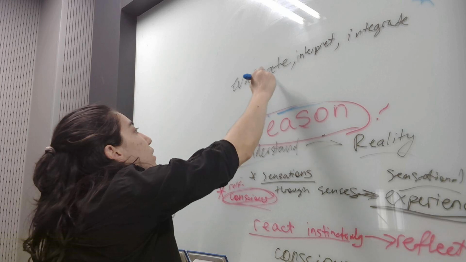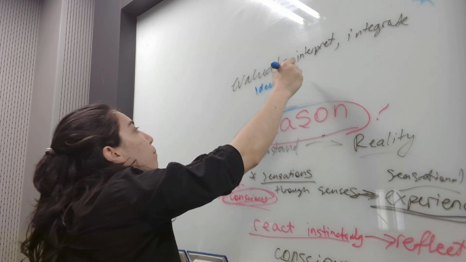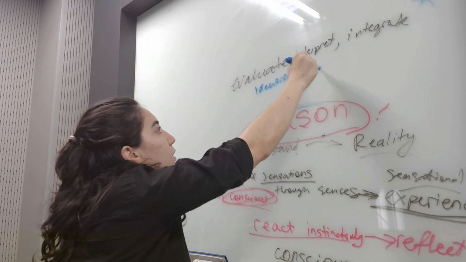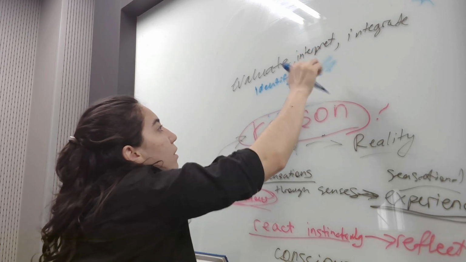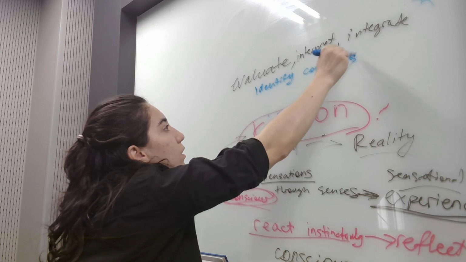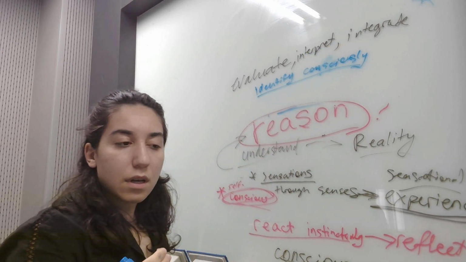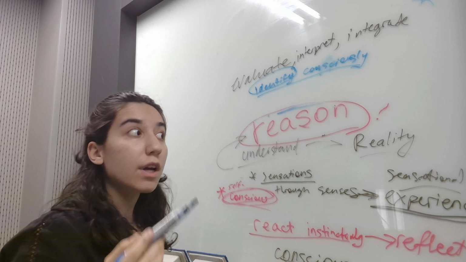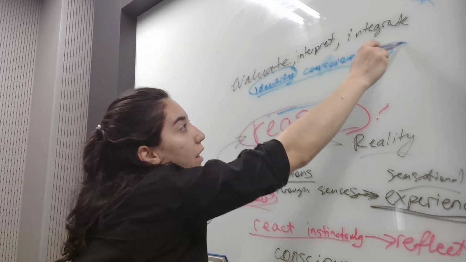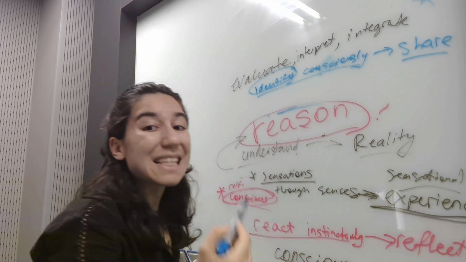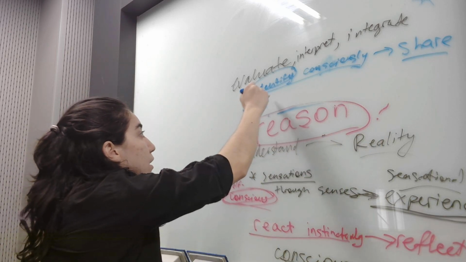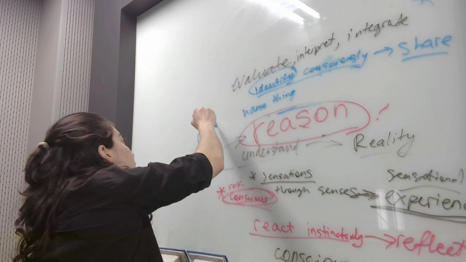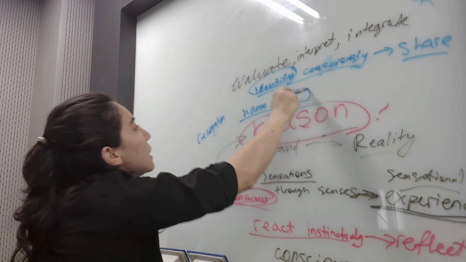is to identify consciously. Such conscious identification allows for conscious sharing. We can name things. We can recognize, so we identify, we recognize, and then we name it.